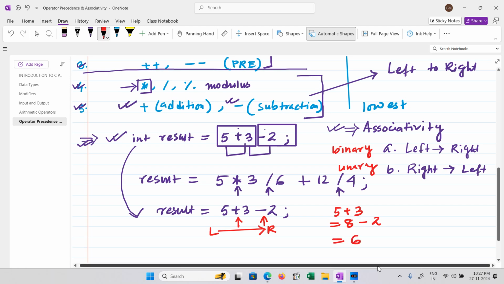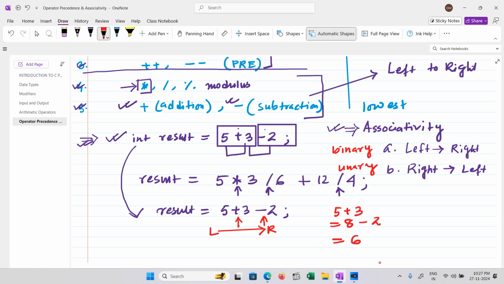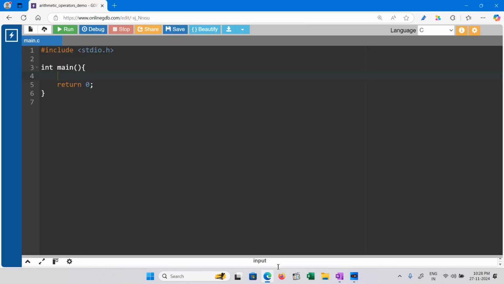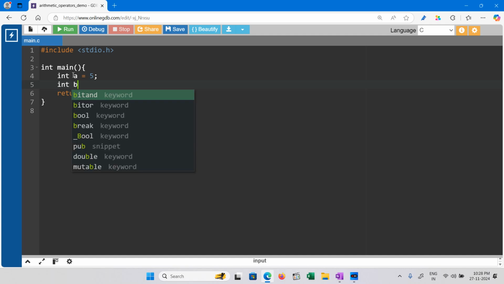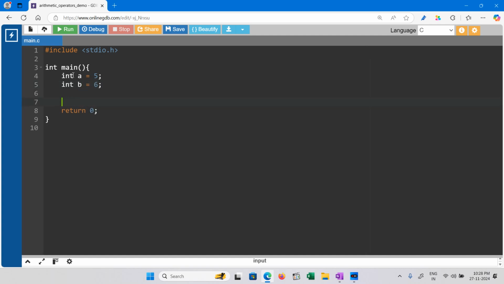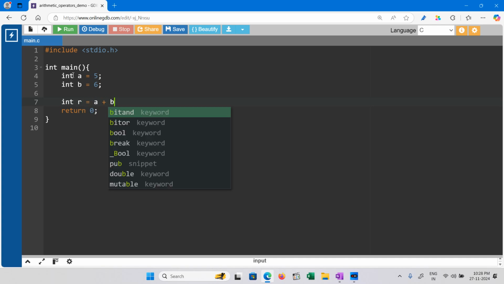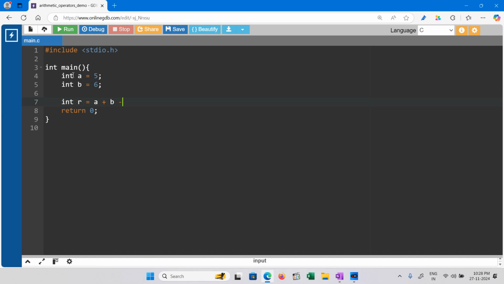So this is the very simple arithmetic expression that I have considered, right? Now let's move to the compiler and demonstrate this topic with a couple of examples and try to understand the concept. Let me declare just two variables here, a equal to 5 and integer b equal to 6. Now let us calculate result r equal to a plus b and then minus 2.